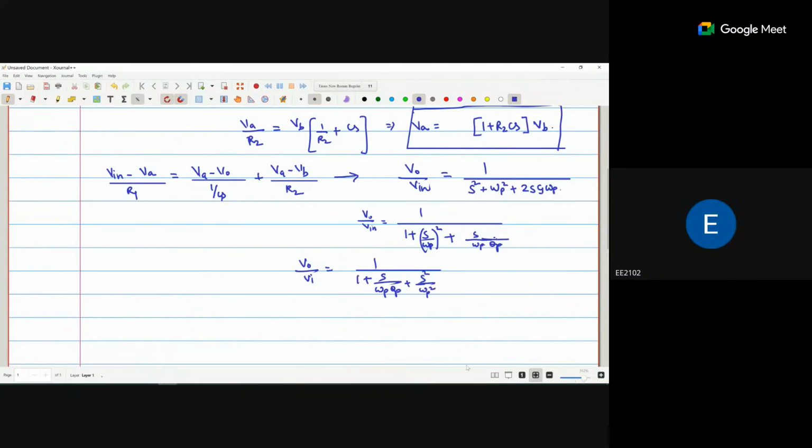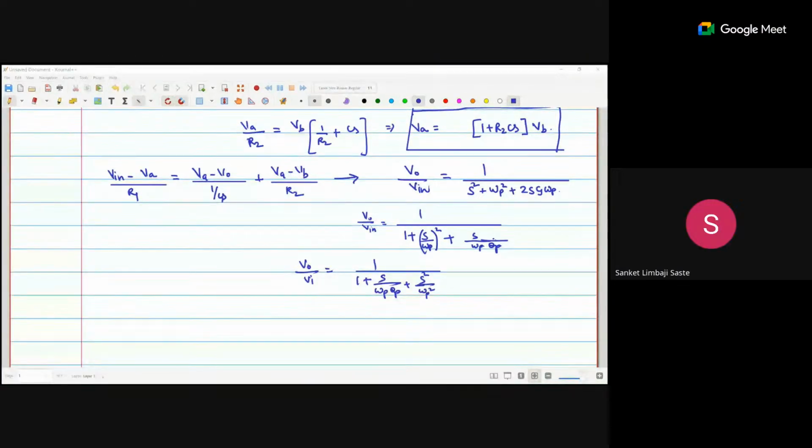Now what we have to calculate: from the above equation we know the gain, so we can write the real pole and the quality factor. So we have to calculate the Qp.